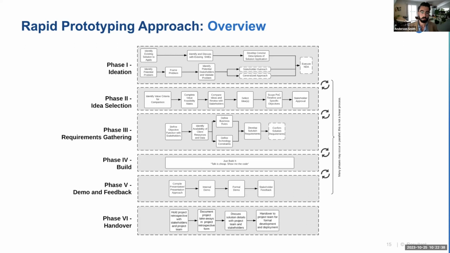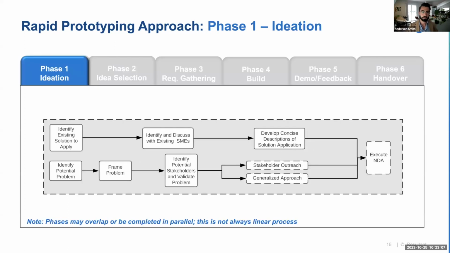If we need to, we may go from demo and feedback all the way back to idea selection, to re-ideate through some ideas and select a new idea to try out and see how we like the overall feel of it. So the phases that we go through formally are ideation, idea selection, requirements gathering, build, demo and feedback, and handover. And I'll walk through each of these in a little bit more detail here.